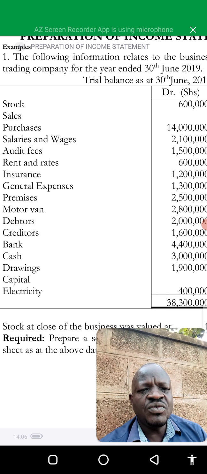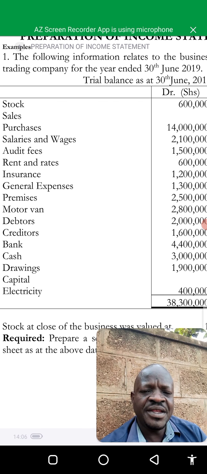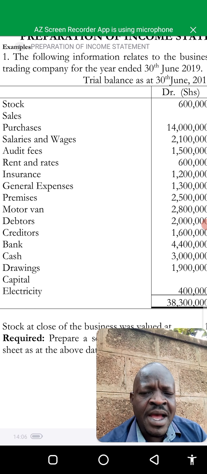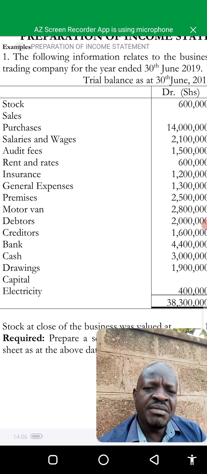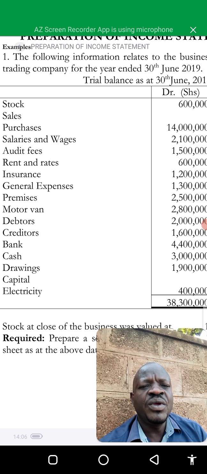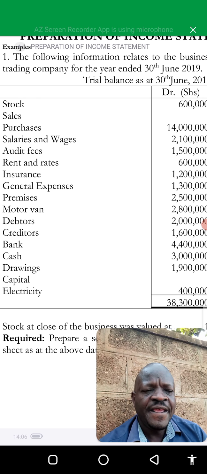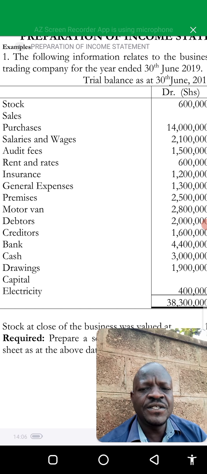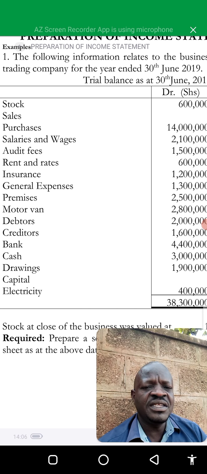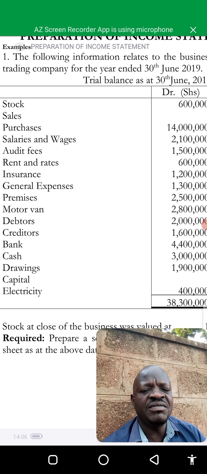A trial balance always has a debit side and a credit side. Before we go ahead, you have to know that in a trial balance, on the debit side, we are going to put assets, expenses, losses. When we go on the credit side, we shall always have incomes, profits, and possibly reserves.